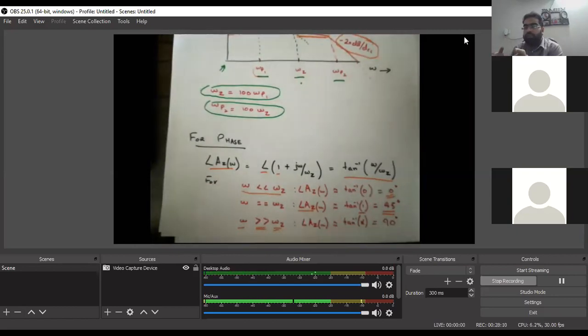Anything equal to z is going to be 45 degrees. Anything less than 10 times is going to be considered 0 degrees. But in the case of angle, it's not continuous. It's not like a slope. It's only for one pole or one 0 that we are going to have a maximum of 90 degrees. For the case of 0, it's going to be plus 90. For the case of pole, we are going to have minus 90.